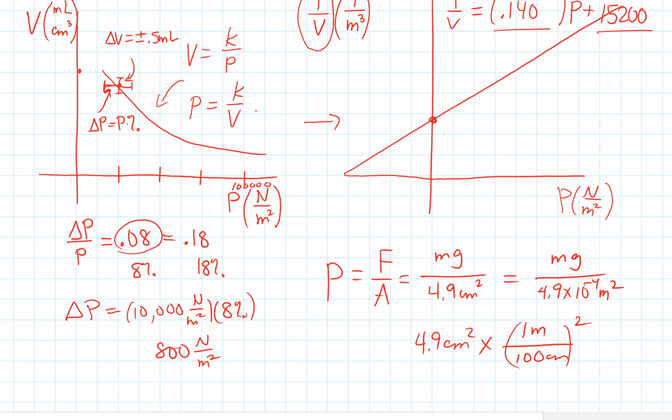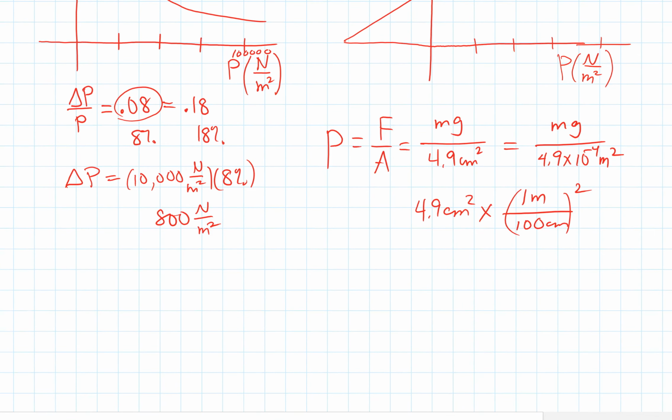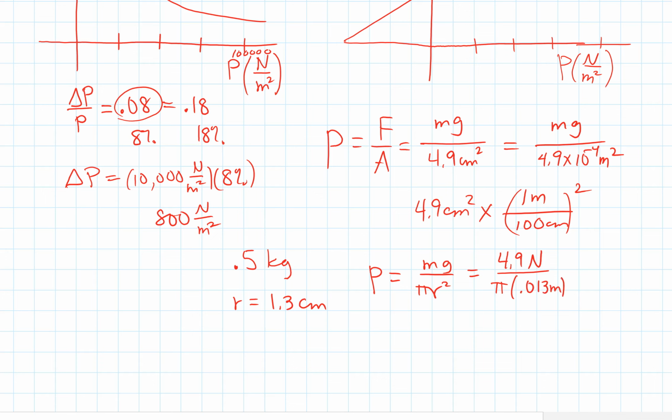First of all, the pressures, as I noted, should be going up by about 10,000 each time. And the reason for this is, let's say that you have 0.5 kilograms for your first point, and let's say that you measure the radius is 1.3 centimeters. So then your pressure would be mg over pi r squared, and so mg would be 0.5 times 9.8, which is 4.9 newtons, and then this is going to be pi times 0.013 meters squared. This is the other way to do it, is to convert from centimeters to meters and then square it.